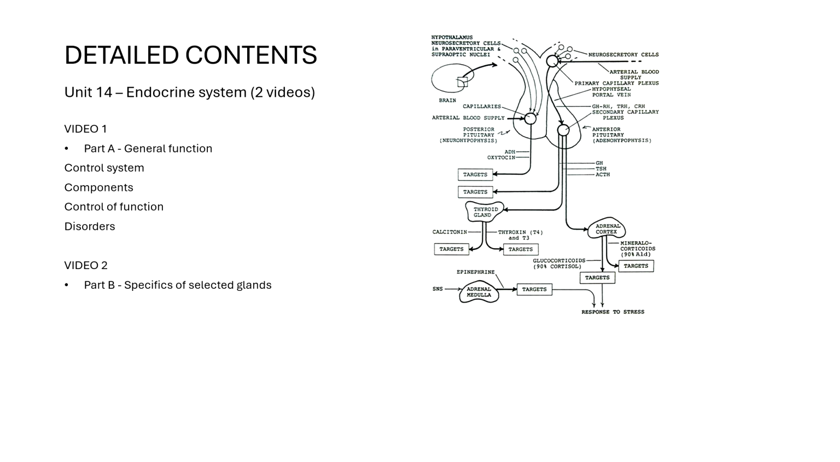The second video, Part B, covers the specifics of selected glands. We'll look at these glands: the hypothalamus, the neurohypophysis, the adenohypophysis, the thyroid, the adrenal medulla, and the adrenal cortex.